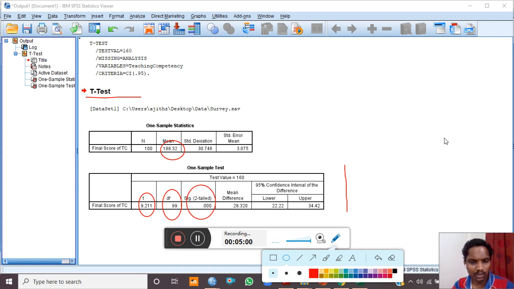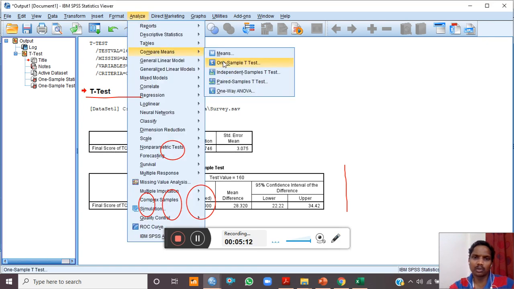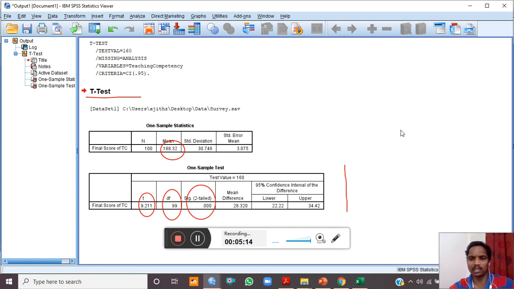So this is how the single sample t-test is done. Let me repeat. For calculating, you have to go to Analyze, then click Compare Means, then One Sample T Test, and you have to fill in all those data. Friends, this is how the single sample t-test is done.